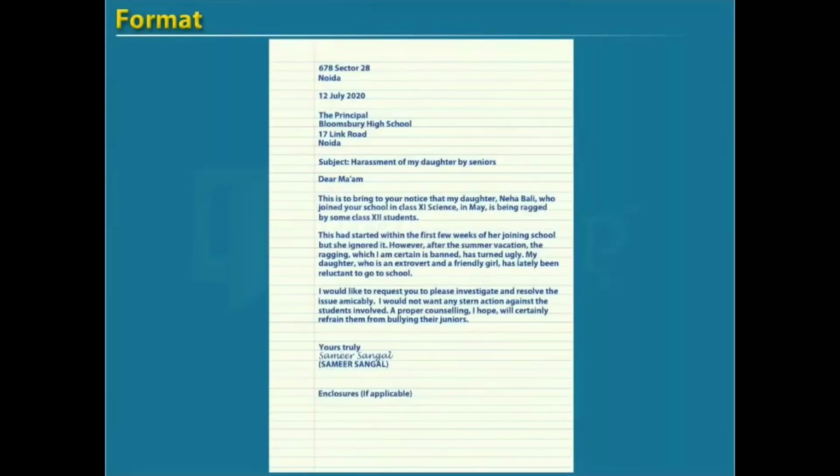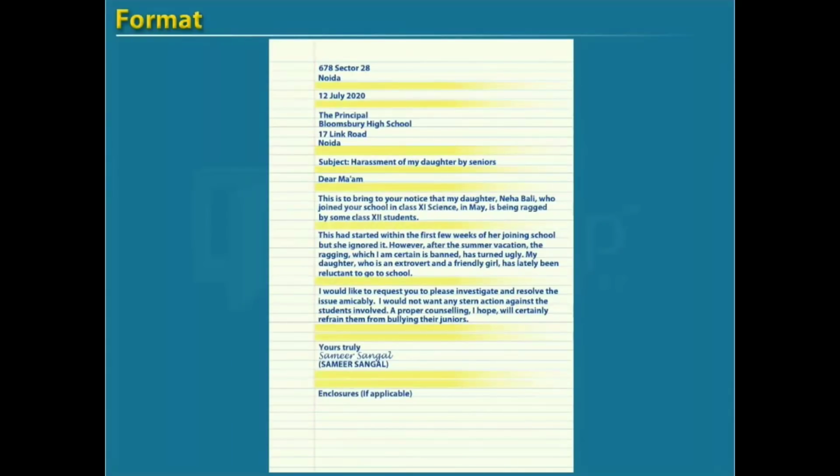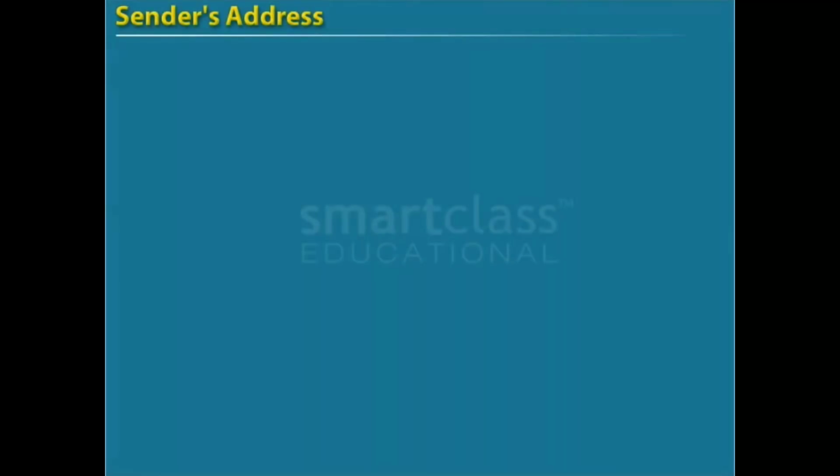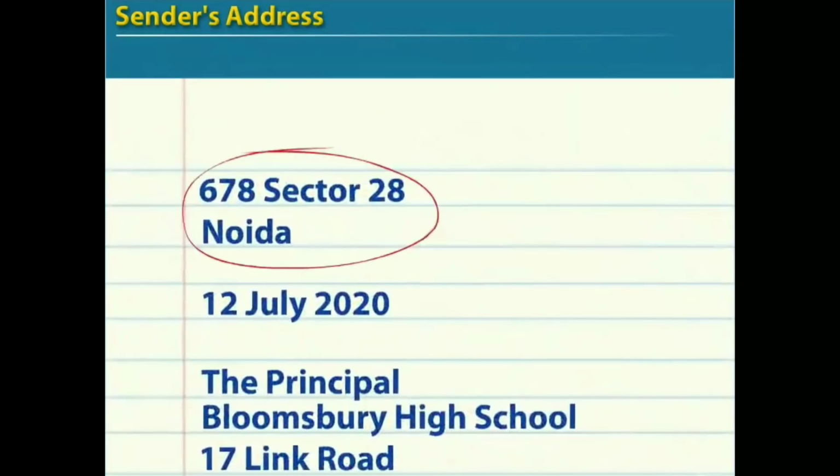Format. These letters have the same format as formal letters. Use the block format that is left aligned and the paragraphs aren't indented. Leave a line between various elements and also between paragraphs. Sender's address. Write this on the top left-hand corner of the sheet.